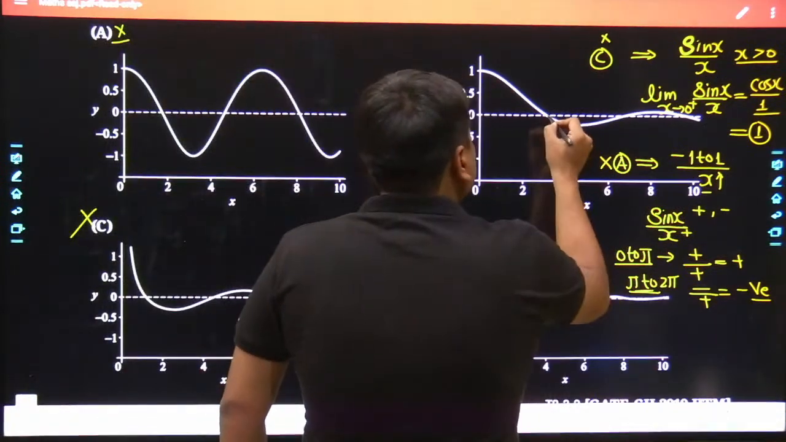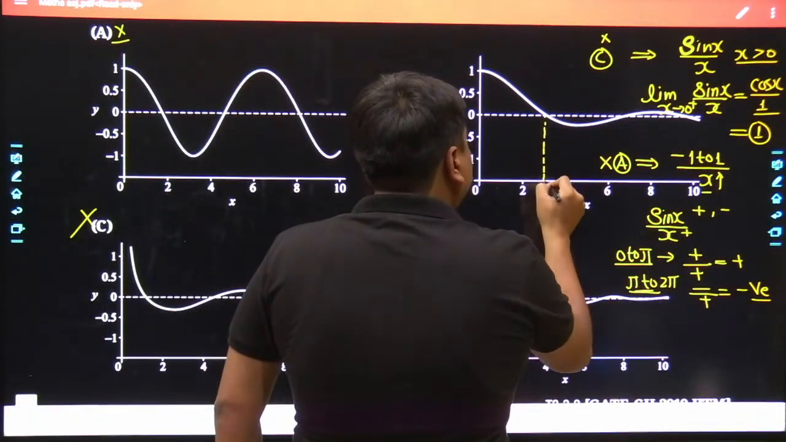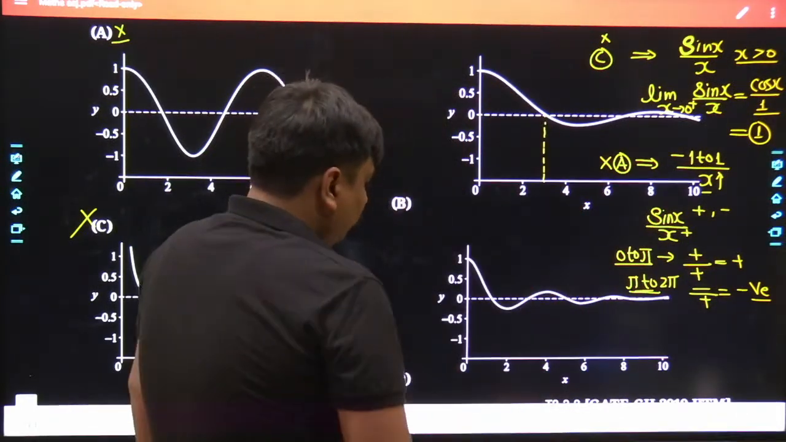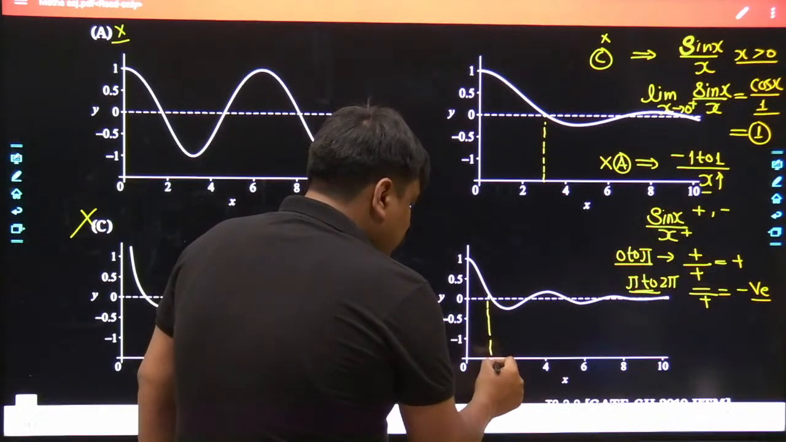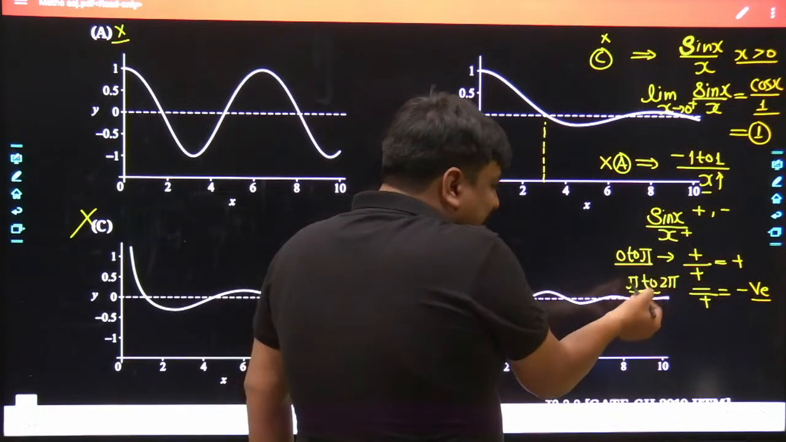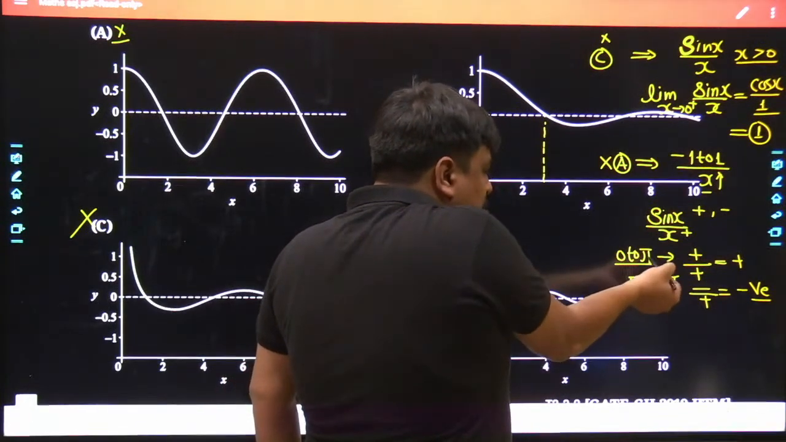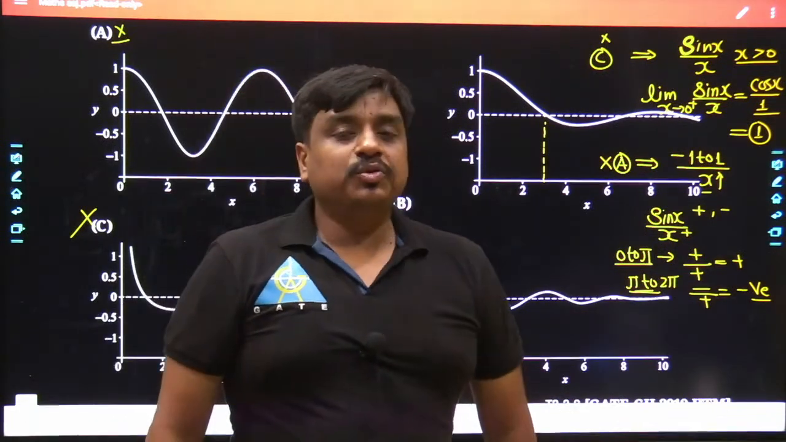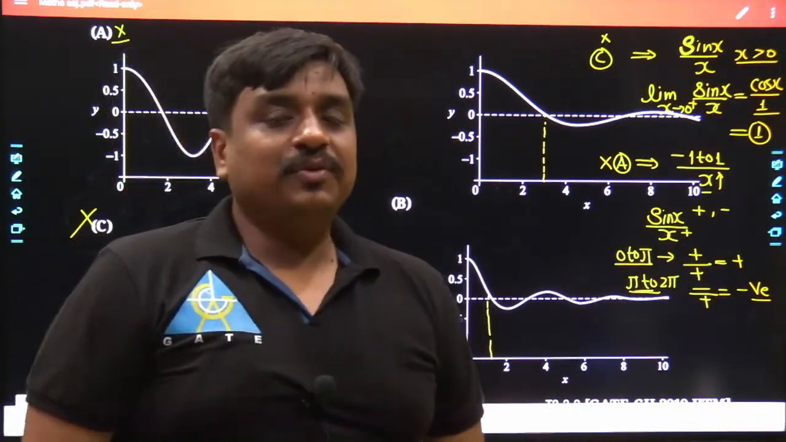May I know where the polarity of this function has changed? In between 0 to 2. May I know precisely where the polarity has to change? The polarity has to change at precisely pi, which can be approximated as 22 divided by 7.